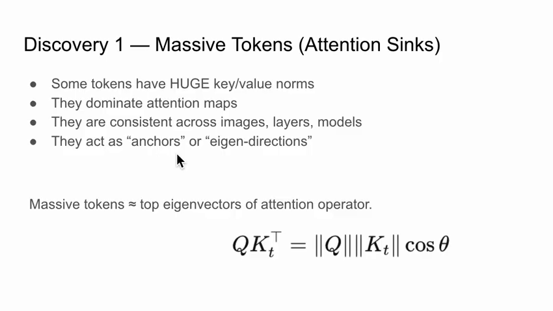Let me go deeper and describe what's happening mathematically. Although I'm not showing the equation, conceptually the attention logits are computed from Q times K transpose. If the key vector has a huge magnitude, it essentially becomes dominant in the linear operator QK transpose, which is just what I mentioned. So this is why they dominate every attention map. This is not accidental, this is a spectral property of the attention mechanism.